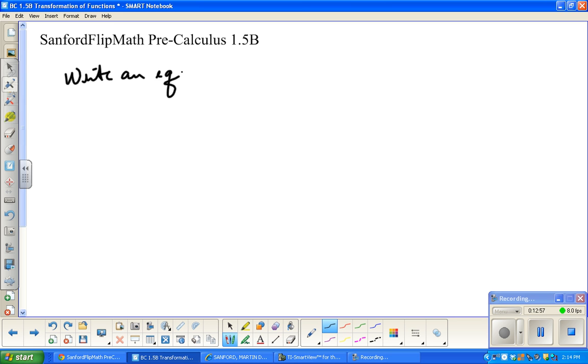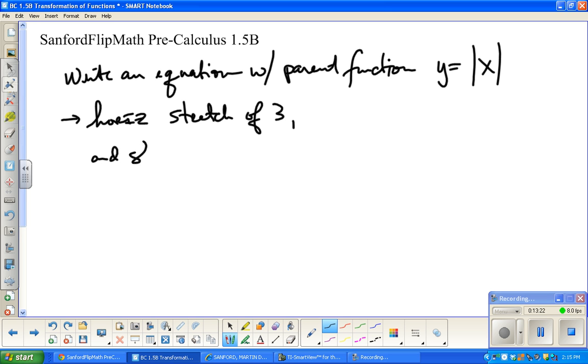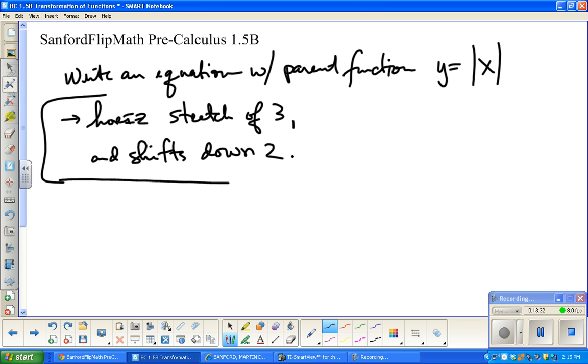All right, what I want to do next is I want to say we're going to write an equation with a parent function y equals the absolute value of x that has a horizontal stretch of 3, so it's making it bigger, and shifts, let's say down 2. Okay, so we're going to write an equation that does that.